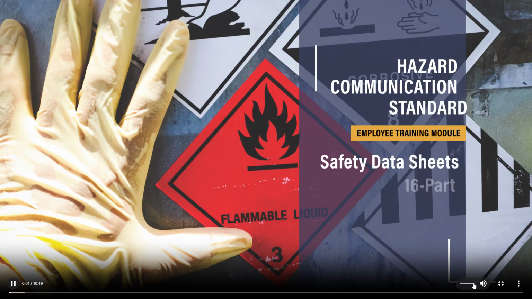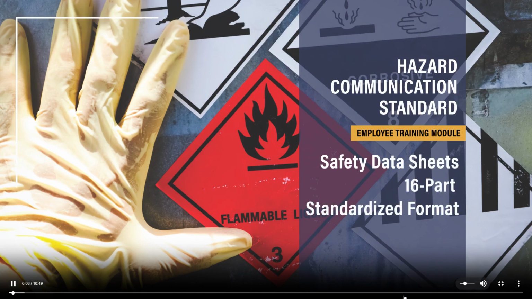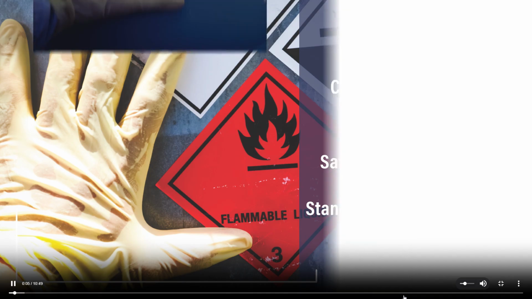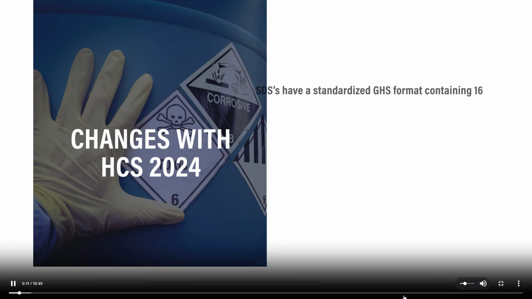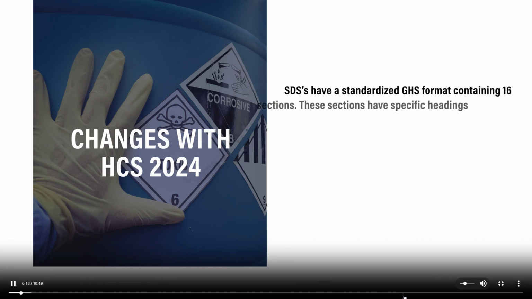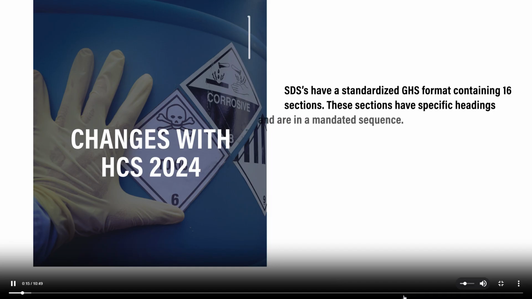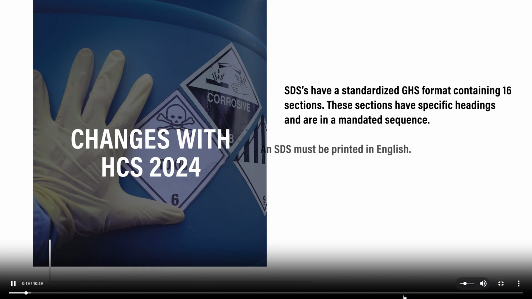Moving on to safety data sheets. 16-part standardized format. The following are changes associated with HCS 2024. Safety data sheets have a standardized GHS format containing 16 sections. These sections have specific headings and are in a mandated sequence.